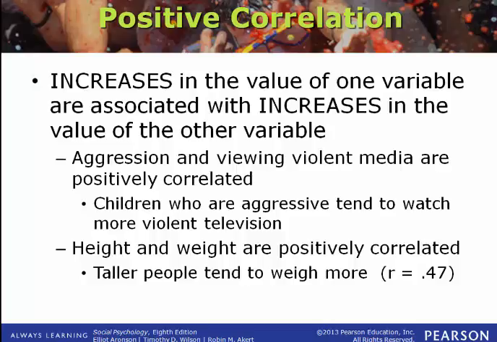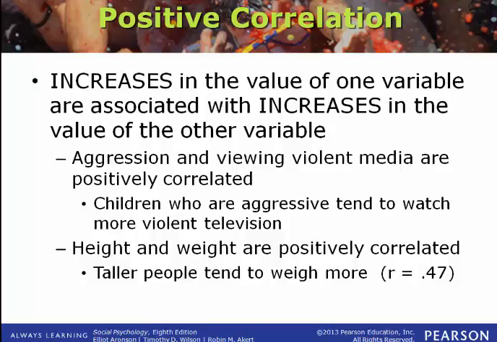Other examples of positive correlations: height and weight, right? This is not a perfect correlation, but as height goes up, weight tends to go up. As height goes down, weight tends to go down, which means that we could use this information to predict someone's weight if we knew their height, or to predict someone's height if we knew their weight. However, this is not a terribly strong correlation. We'll talk about strength of correlation in a second. Of course, we could make mistakes with this prediction, but it gives us a place to start trying to make that kind of prediction.